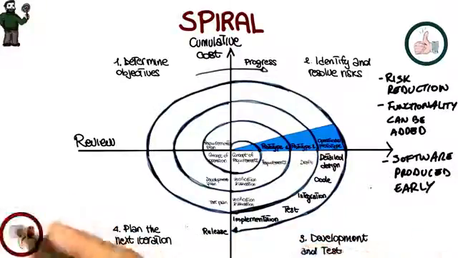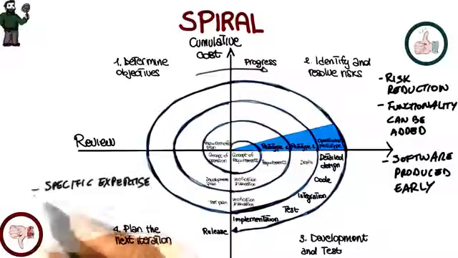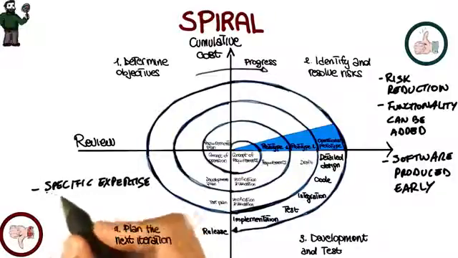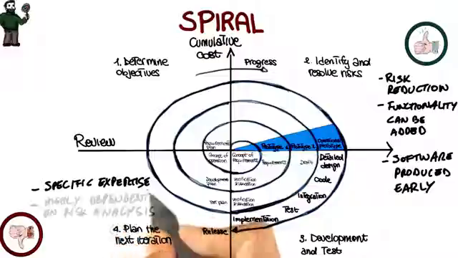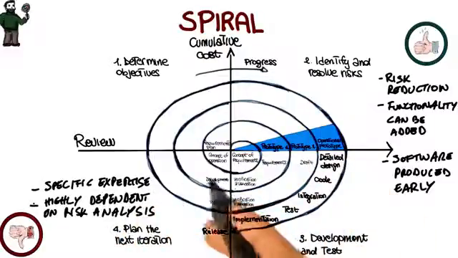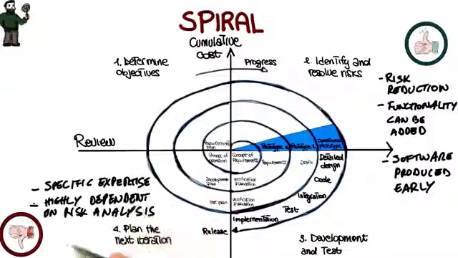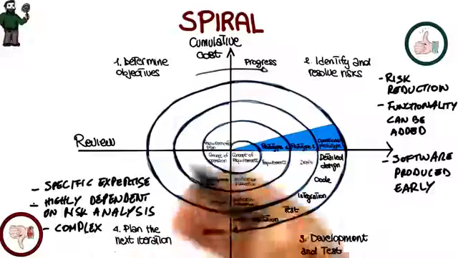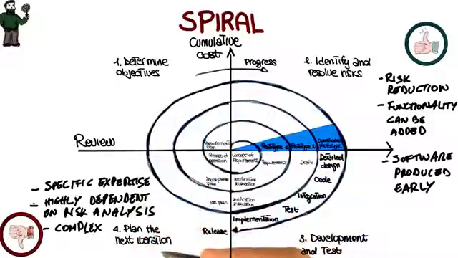The main disadvantages, on the other hand, of the spiral model are that the risk analysis requires a highly specific expertise. And unfortunately, the whole success of the process is highly dependent on risk analysis. So risk analysis has to be done right. And finally, the spiral model is way more complex than other models, like, for example, the waterfall model. And therefore, it can be costly to implement.